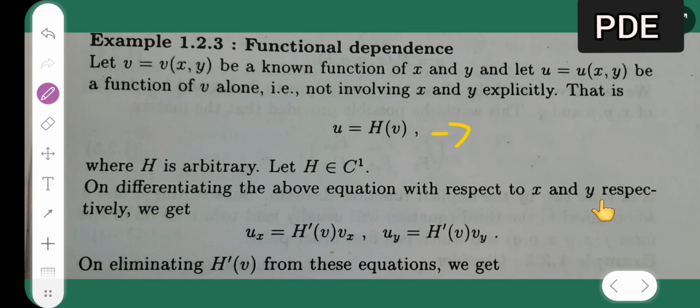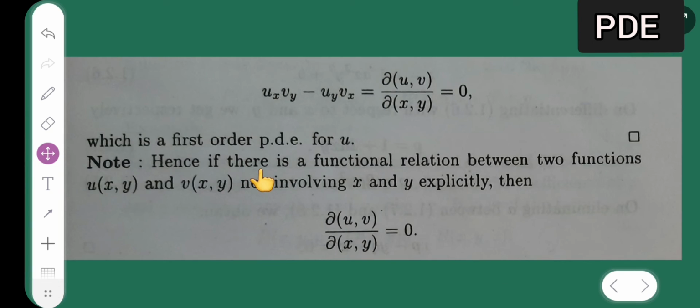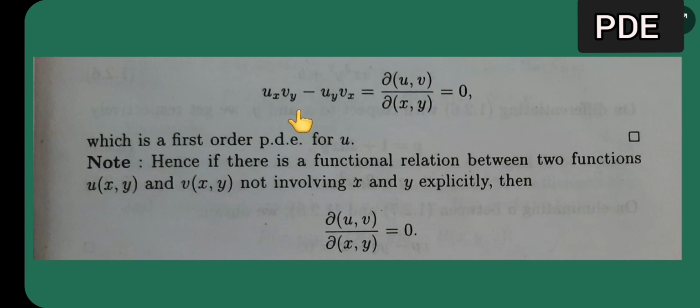Now let us see. On eliminating h dash of v from these equations, we are going to get u x times v y minus u y times v x, which is equal to dou (u, v) upon dou (x, y), equal to 0, which is a first order PDE for u. What is PDE? Partial differential equation.